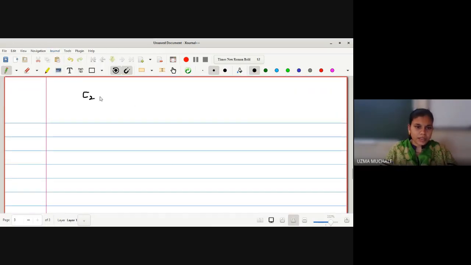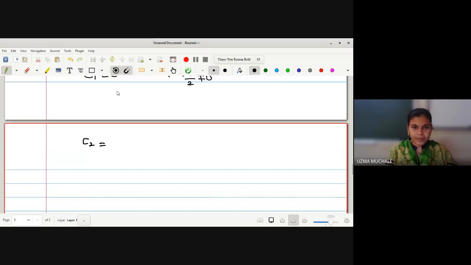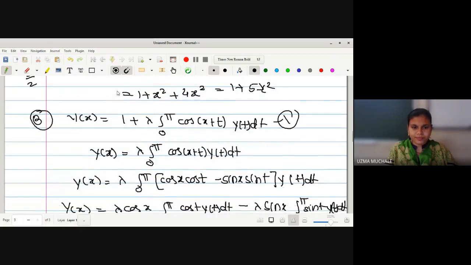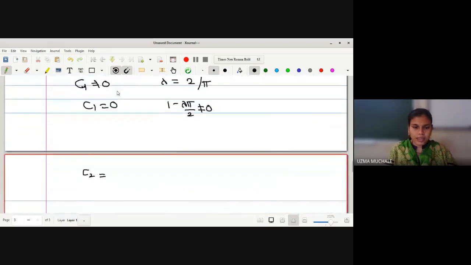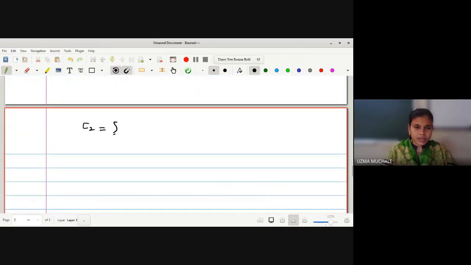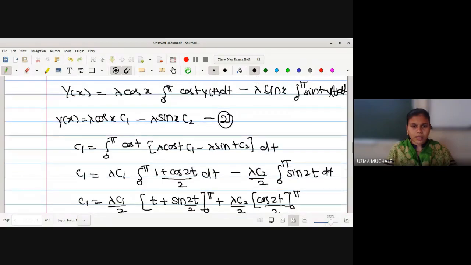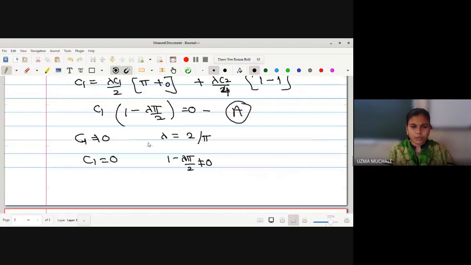So what is the value of C2 we have in equation 2, integration 0 to pi sin t y of t dt, which is equal to integration 0 to pi sin t. The value of y of t we have is lambda cos x c1 minus lambda sin x c2.